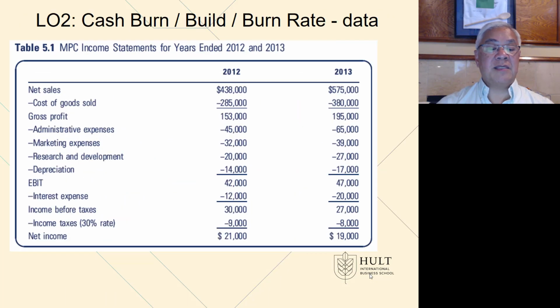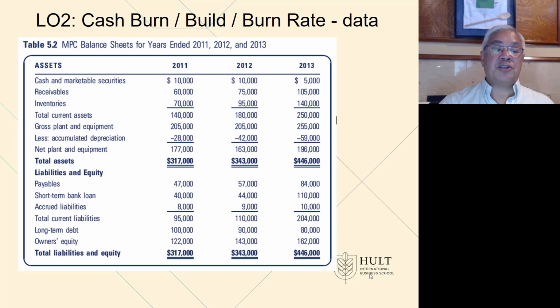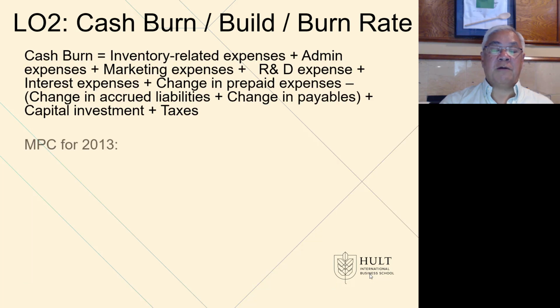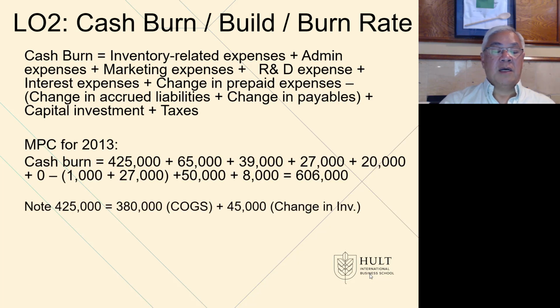So from the income statement, we see the cost of goods sold, that's 380, and we saw the administrative, marketing, and R&D. Then on the balance sheet, we saw the changes in the payables and short-term loans. And we see on the statement of cash flows a change in these items, such as your investing activity of increasing your gross equipment. So that's captured here. And we get to the net number of 606 as a burn rate for the period.